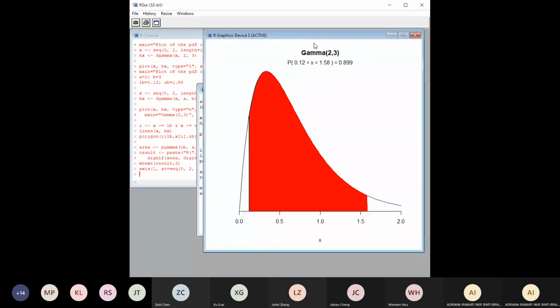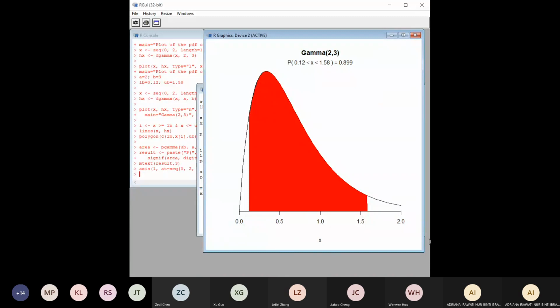Okay, and the probability. So if you run that, then you can see that the probability is close to 0.9. And then you have your lower limit and your upper limit.